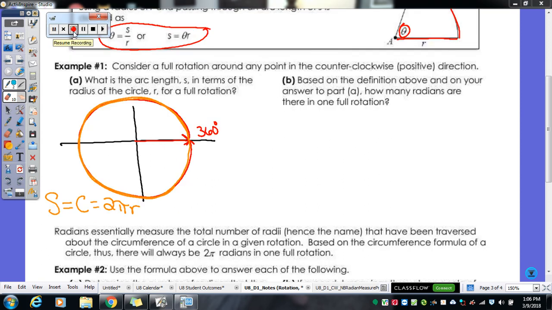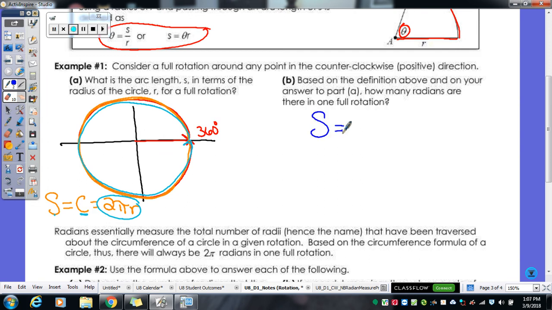All right, so as I was saying, one full rotation, the arc is what we refer to as 2 pi r. 2 times the radius times pi. Because it's like your circumference. The S is like your circumference formula because you go around the whole outer edge of a circle, which the formula is 2 pi r. So based on the definition above and on your answer to part A, how many radians are there in one full rotation?